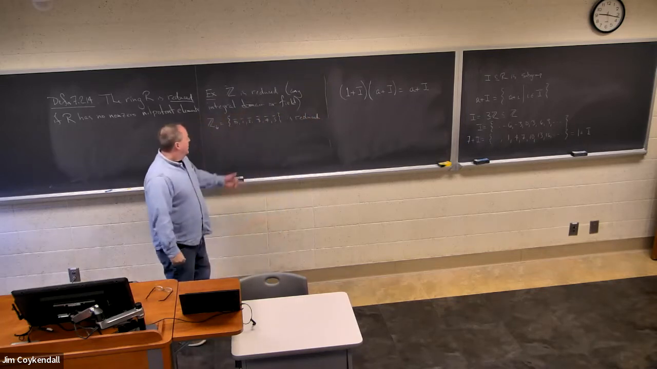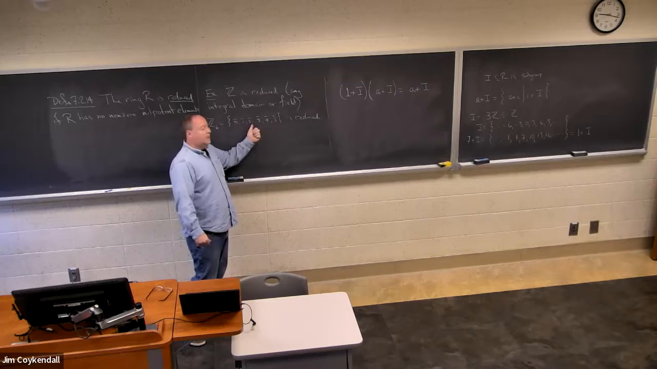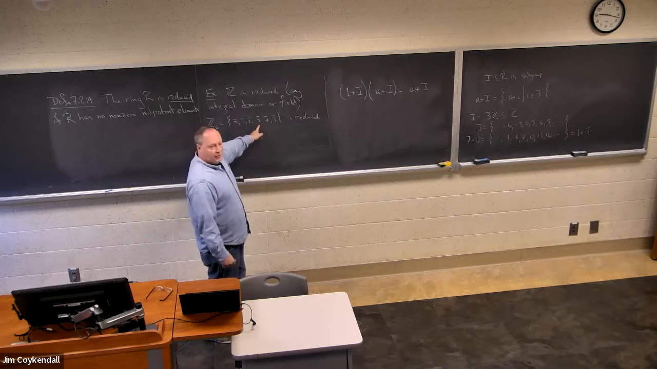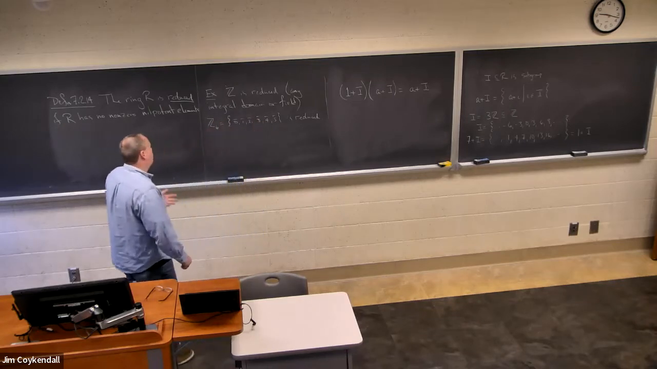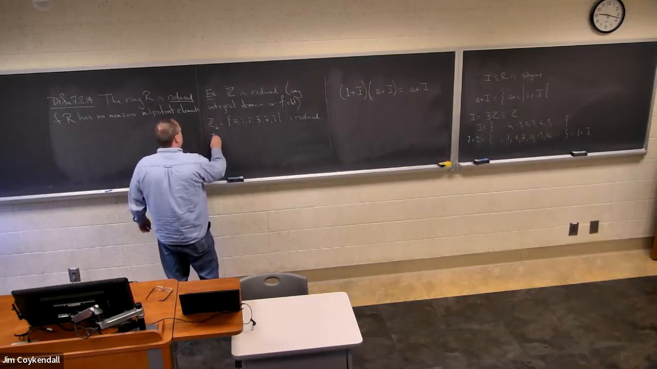This one is reduced. Of course, 0 doesn't count in the definition, but the zero divisors here are 2, 3, and 4. Everything's got a factor of 2 or 3. And you can check that none of these are nilpotent. The powers of 2 flip back and forth between 2 and 4. The powers of 3 are just 3: 3, 9, 27, they're all just 3. And the powers of 4 are 4 over and over again.